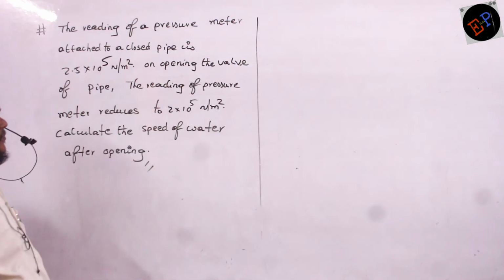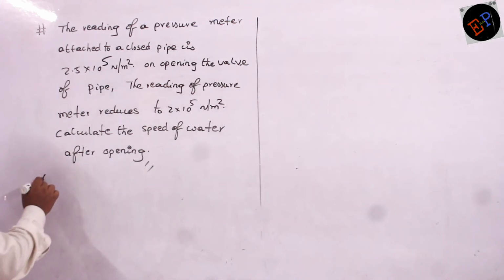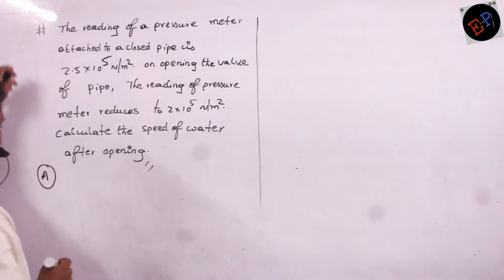10 power 5. So the reading of the pressure meter reduces to 2 into 10 power 5 Newton per meter square. Then calculate the speed of water after opening. That is the question. So let us try to understand first of all what is happening here.